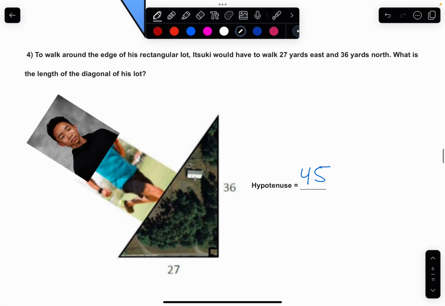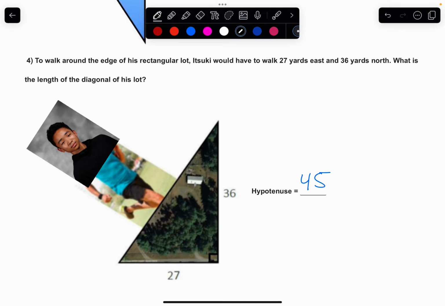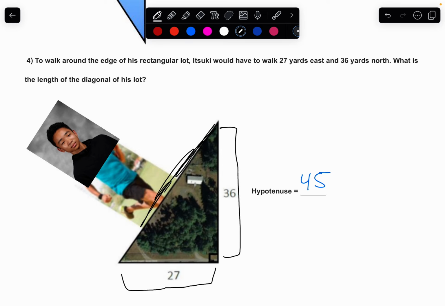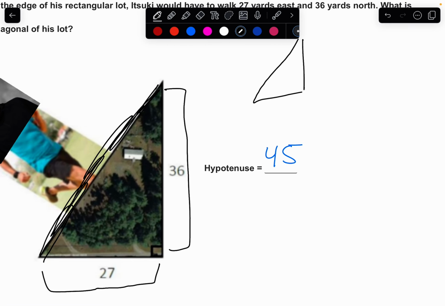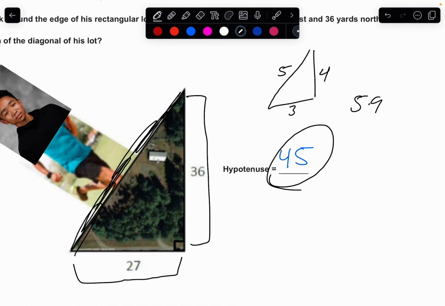To walk around the edge of a rectangular lot, Isuki would have to walk 27 yards east. That would be to the right. 36 yards north. What is the length of the diagonal of his lot? So I would reduce this and make a smaller right triangle. I can divide by 9. 9 times 3 is 27. 9 times 4 is 36. So this is a 3, 4, 5. So then 5 times 9, 45 would be the diagonal.